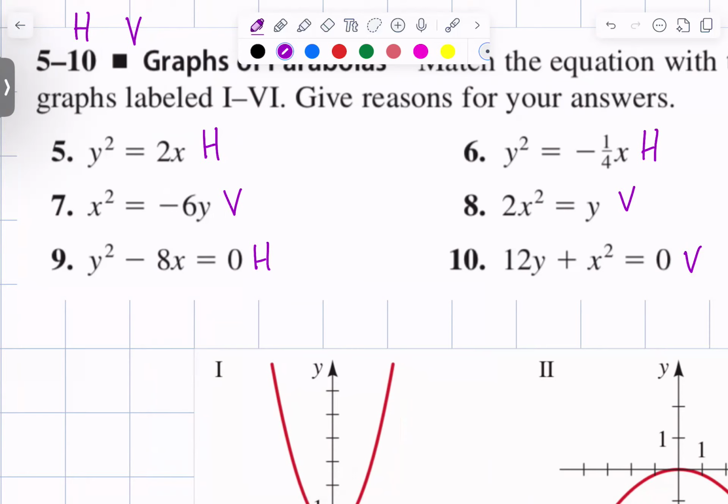Okay. Left, right, up or down. Okay, L, R, U, or D. Left, right, up, down. Number 5, does it open up, down, left, or right? Right. So it's H, R. Number 7.